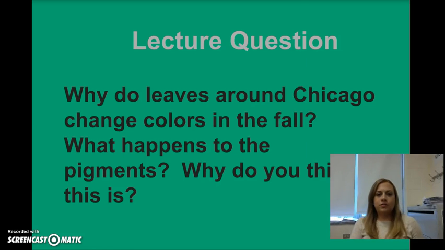So that is it for today. I'm going to finish up with the lecture question. Today I want you to think about why leaves around Chicago and lots of other areas, but specifically where we are, change color. If you look outside right now, you can see that the leaves have already started to change color. Some trees have already lost all of their leaves. But why is it that leaves change colors in the fall? What do you think happens to the pigments? And why do you think that is?